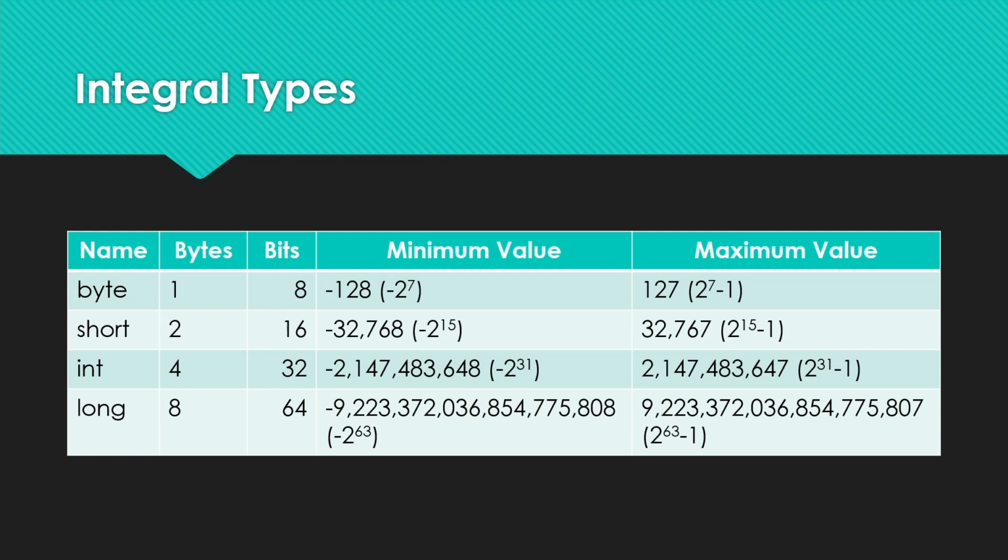Ints have 4 bytes, 32 bits, and a correspondingly larger range. And longs in Java are quite large, allowing us to go from negative 2 to the 63rd to positive 2 to the 63rd minus 1. I'm not going to read out the number, but you can see it there on the screen.